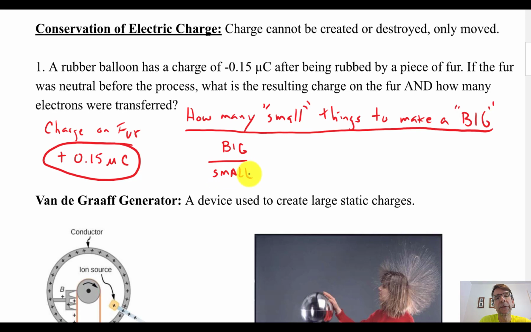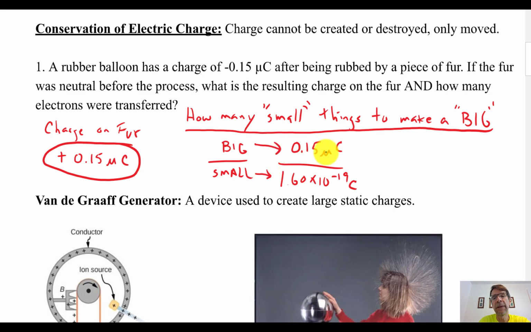Right? How many small things does it take to make the big thing? You know, how many quarters does it take to make $1? Well, you take $1 divided by 0.25, and it takes 4 quarters. I mean, we know that off the top of our head anyway. But take the big divided by the small. So the big here is 0.15 microcoulombs, divided by 1.60 times 10 to the negative 19th coulombs. So I'm taking the big divided by the small. That's the big, that's the small.